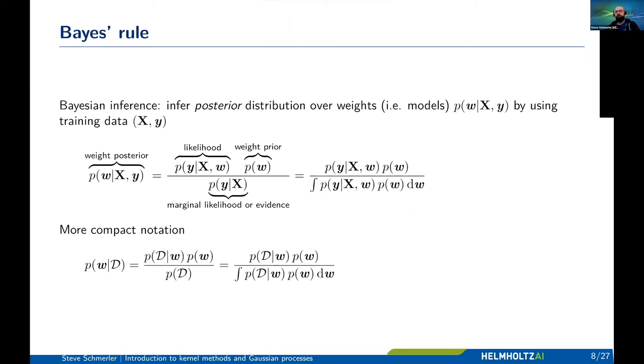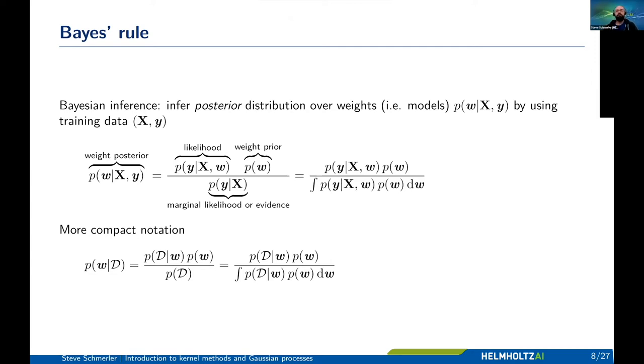The interpretation of this is, by using training data, the capital X and the lowercase y, we transform our prior over the weights. So our prior assumptions about how the weights of our model might be distributed, we transform into another probability distribution over model weights, which is now informed by seeing some data. I know this is pretty abstract. In the next slides, I think it will become more clear. So this is the basic idea behind Bayesian inference. We go from a prior probability distribution over model weights to a posterior probability distribution over model weights, or the weight posterior, which contains the information taken from the training data.